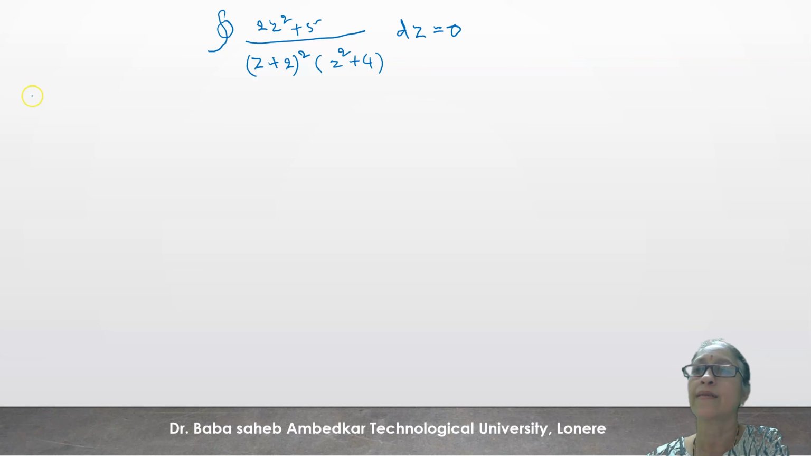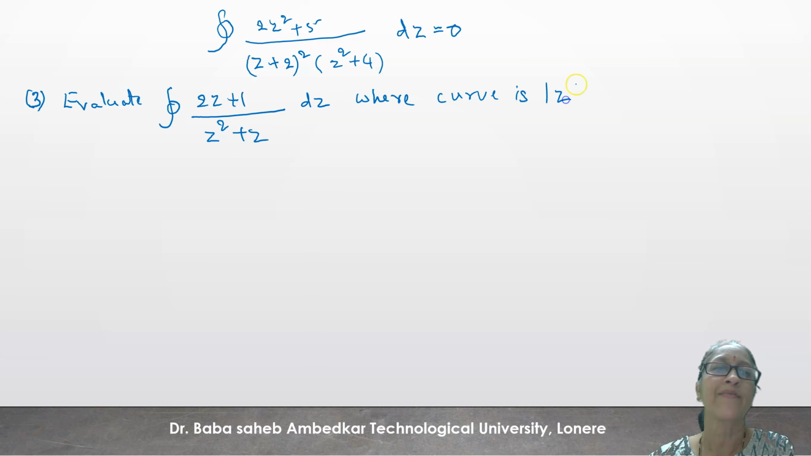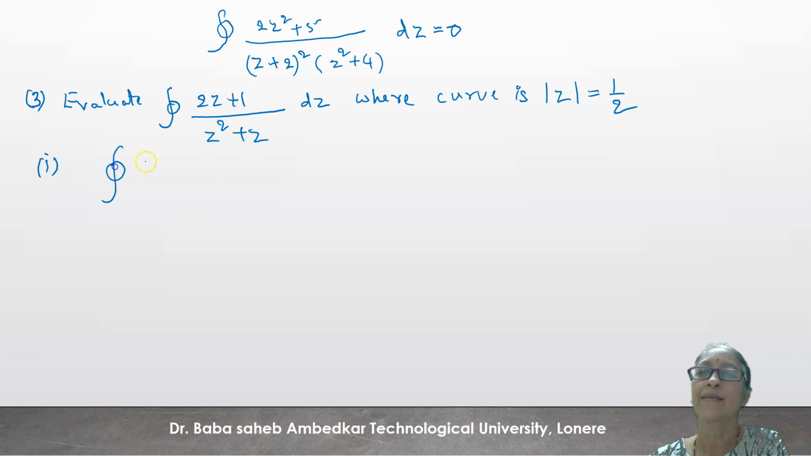Third example is evaluate the contour integral of 2z plus 1 by z square plus z dz. Here the given curve is again mod z equal to 1 by 2. Again a circle is given with radius 1 by 2. So here, first the given integral, we have to evaluate this z square plus z dz equal to what?